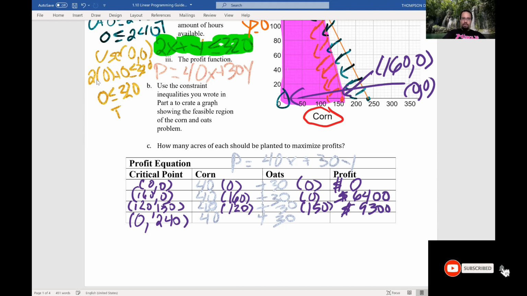And then our last point will be (0, 240). 40 times 0 is 0. 30 times 240 will give me 7,200. So our highest is when we have 120 corn, 150 oats. So we want to make a comment to maximize profits.